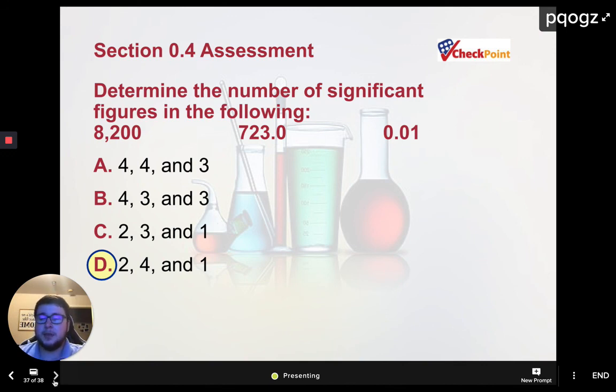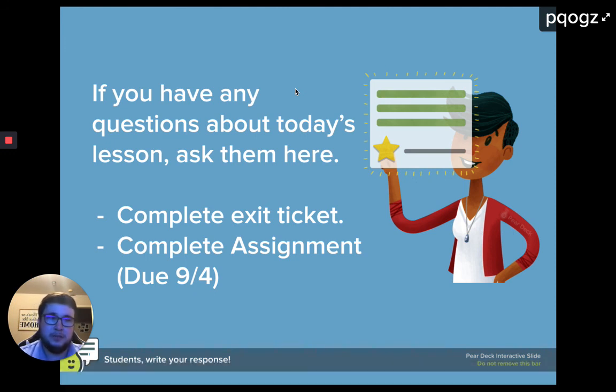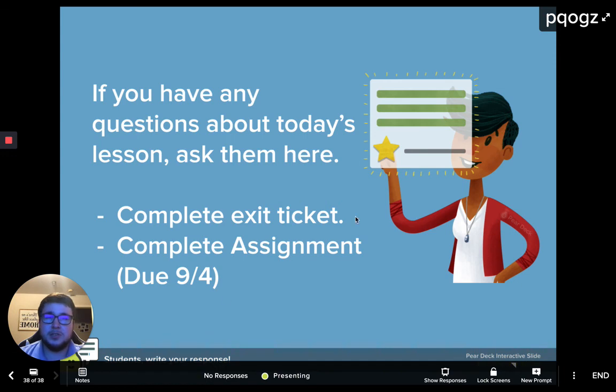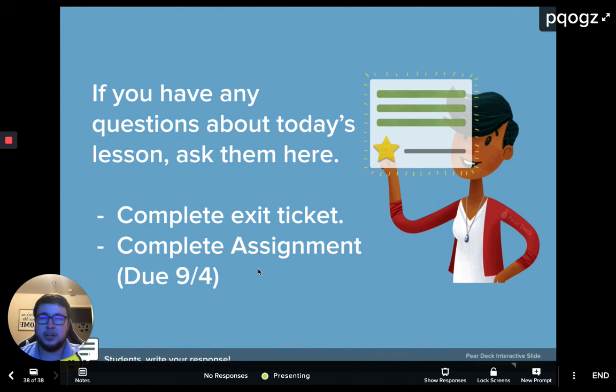Alright, so I hope that lesson made sense. If you have any questions, go ahead and ask them here. If we're doing this live virtually, then come back into the Teams chat and ask questions if you have them. Next thing, of course, is complete the exit ticket, complete the assignment. This says it's going to be due 9/4. That is incorrect because 9/4 is today, and we got a late start on this lesson, so it's actually due whenever we come back from Labor Day weekend. It's going to be due on 9/8.